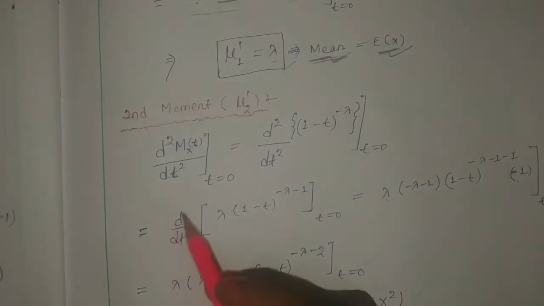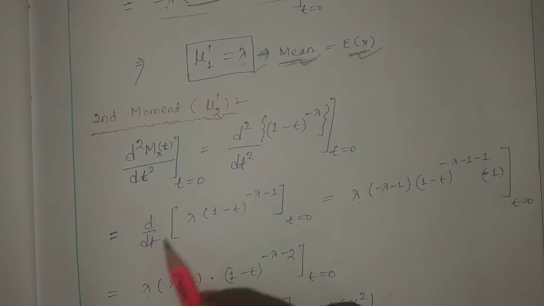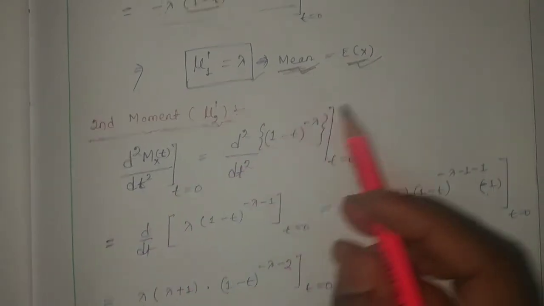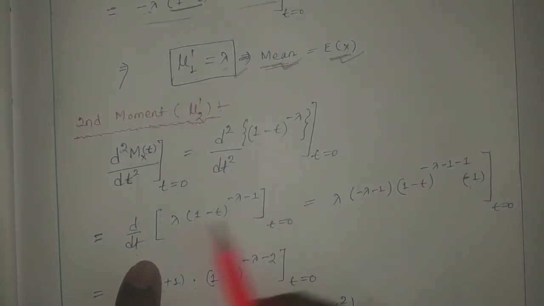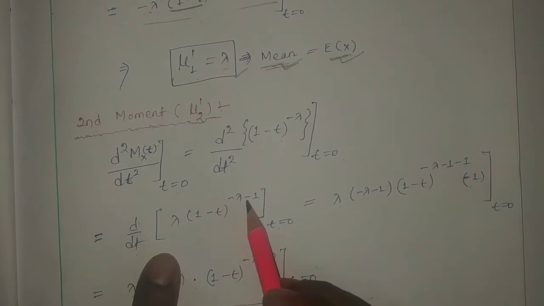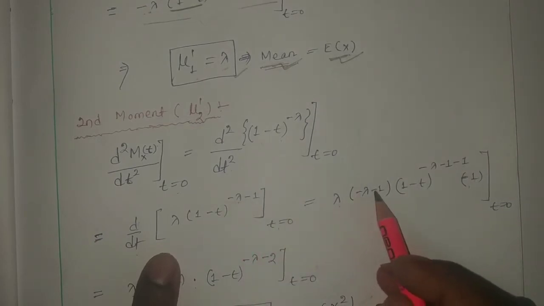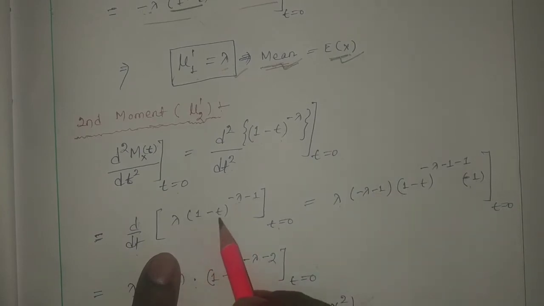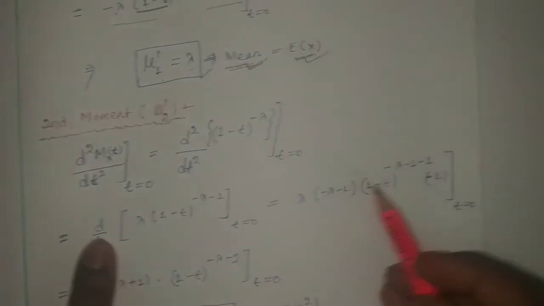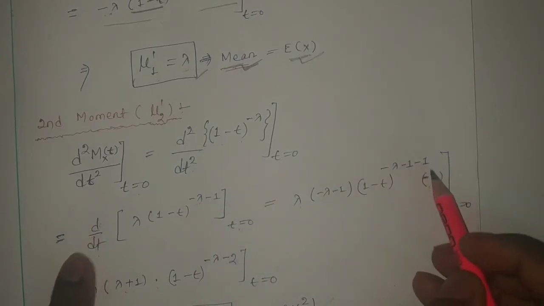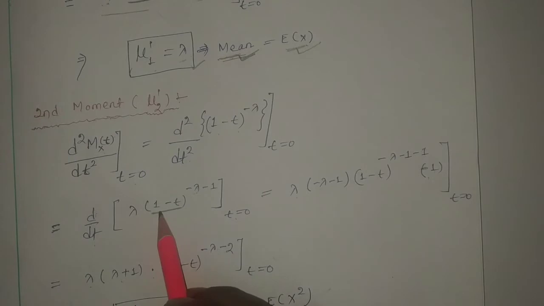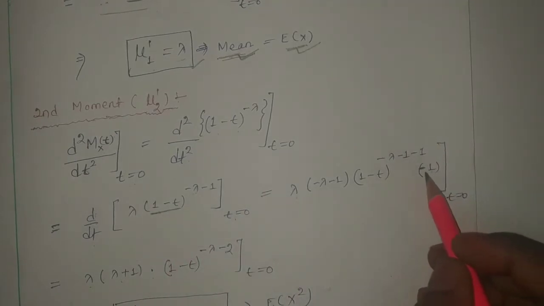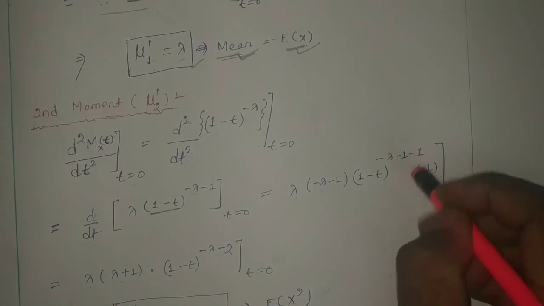So d by dt of this one. The first derivative of the moment generating function we found, I just substituted here. d by dt of this one will be how much? You can see lambda is there, and minus (1 minus lambda), minus 1 into (1 minus t) to the power minus lambda minus 1, again minus 1, right? Into the derivative of 1 minus t, which is how much? Minus 1. Okay, this is minus 1, this is minus 1.